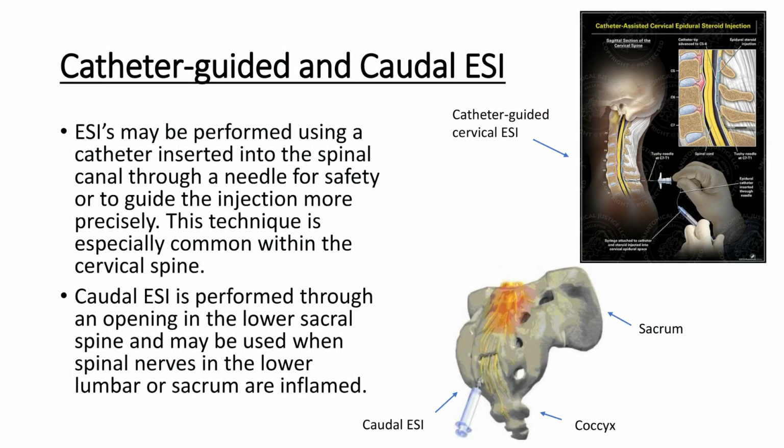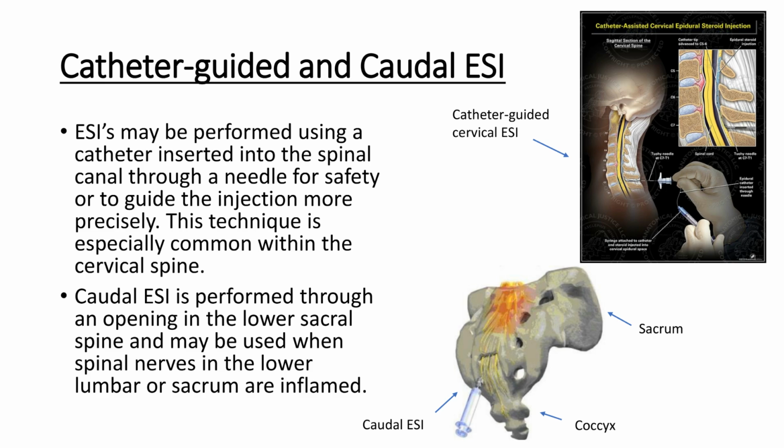A catheter-guided epidural injection is a bit more specialized. Instead of just placing a needle into the epidural space or intervertebral foramen, we use a thin, flexible tube called a catheter to guide the medication to a very specific area. This approach is particularly useful if the source of your pain is in a hard-to-reach spot, or if previous injections haven't provided enough relief and we want to more precisely direct the steroid to the site of inflammation. This is a common technique used for steroid injections into the cervical spine.